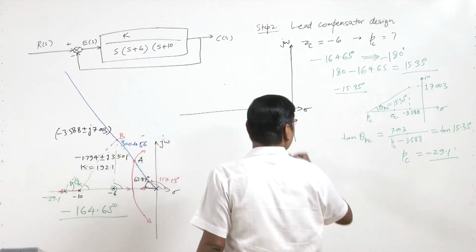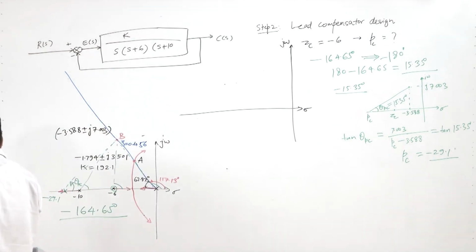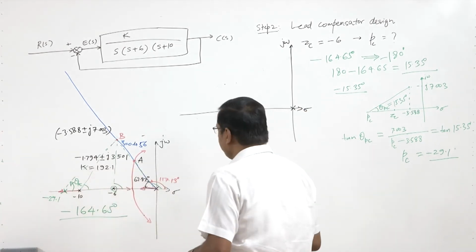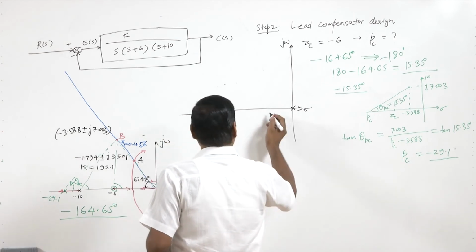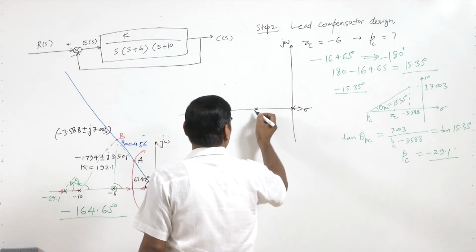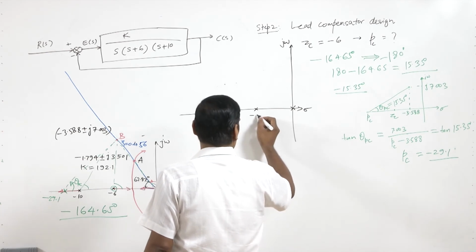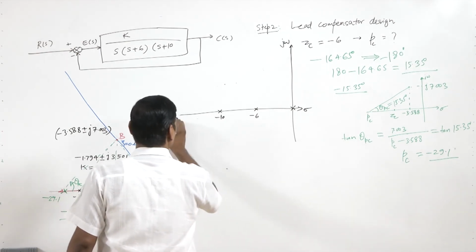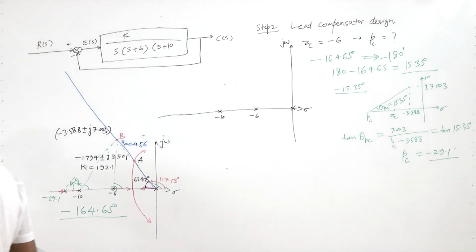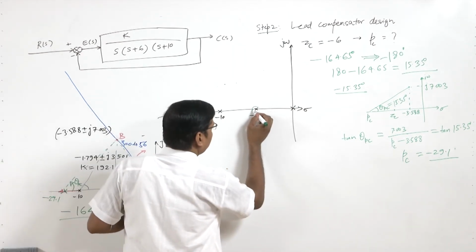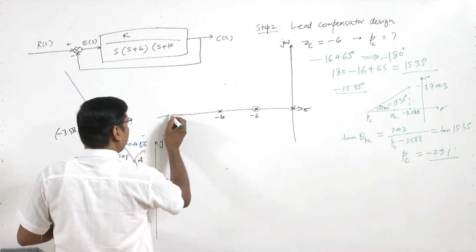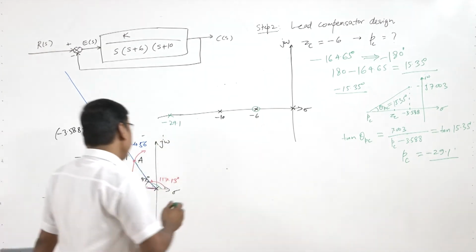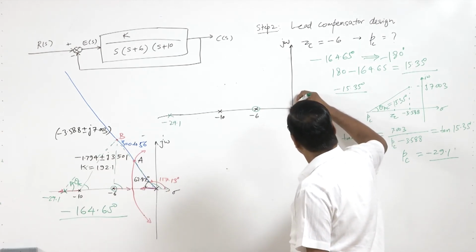So here now our system is one pole at this point, then we have here one system pole here and system pole here, and we have compensator 0 here and compensator pole here at minus 29.1, and this is the damping line.